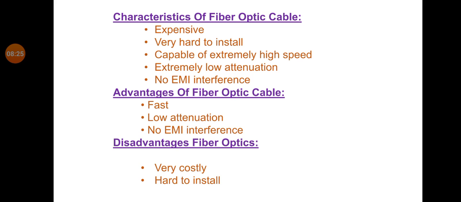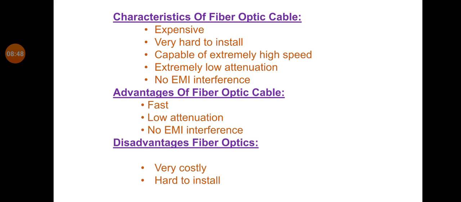Can you guess what the advantages and disadvantages are based on the characteristics? The first advantage is fast. Fast means its speed, it is capable of high speed. So that is the advantage. The second one is low attenuation. The third one is no EMI interference.